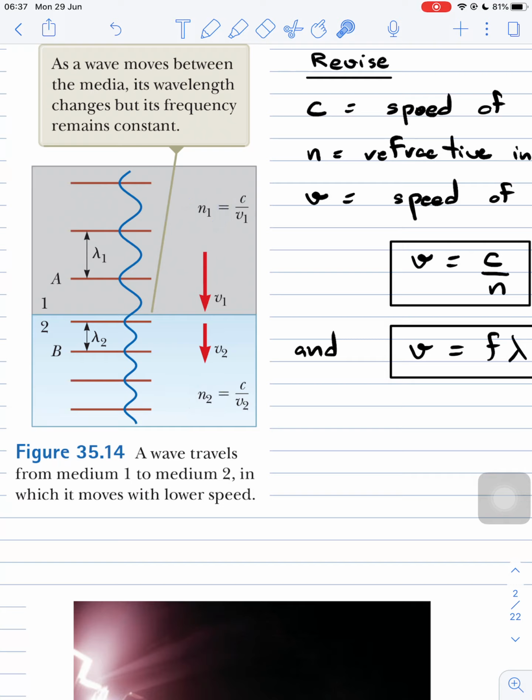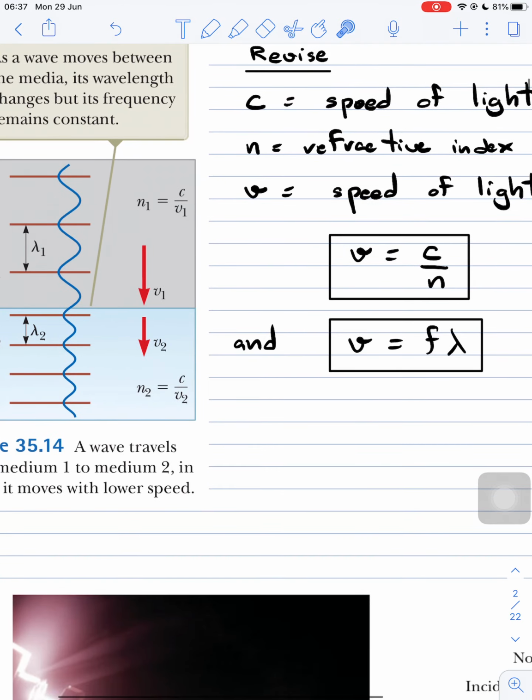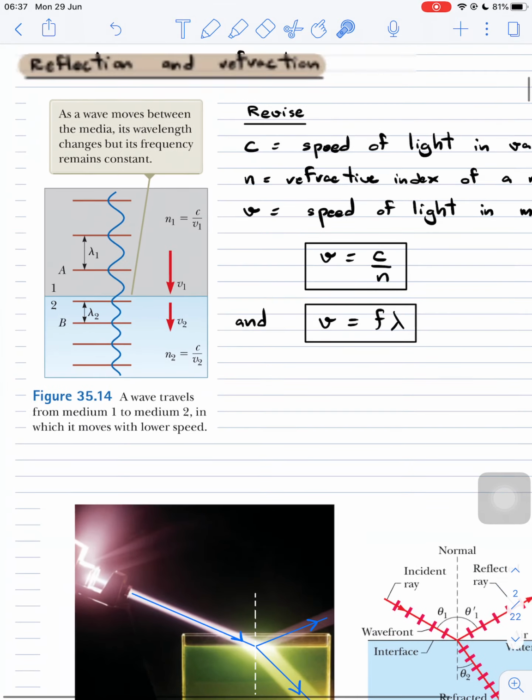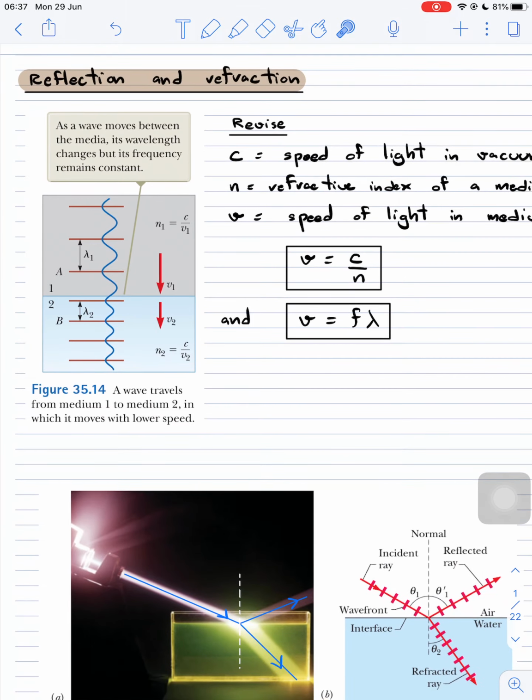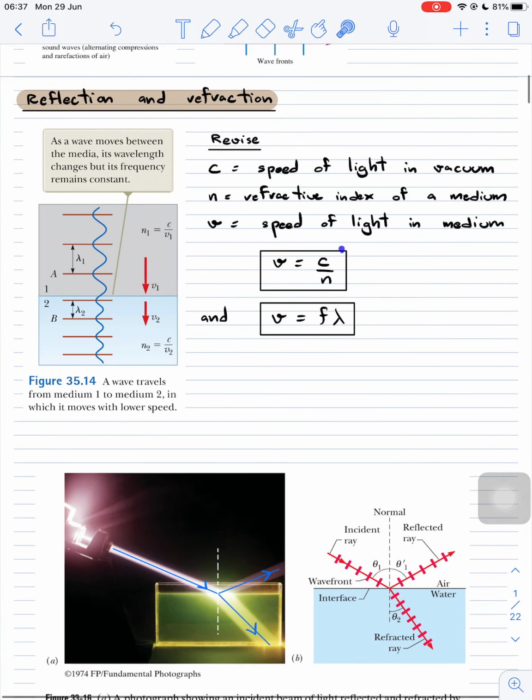So it means that, from the previous chapter, the speed of the light must be different, okay? Because we have this relationship, v equals c over n, where c is the speed of the light in the vacuum, and n represents the refractive index of the medium. So it means that the speed of the light in that medium will change, depending on the n here.